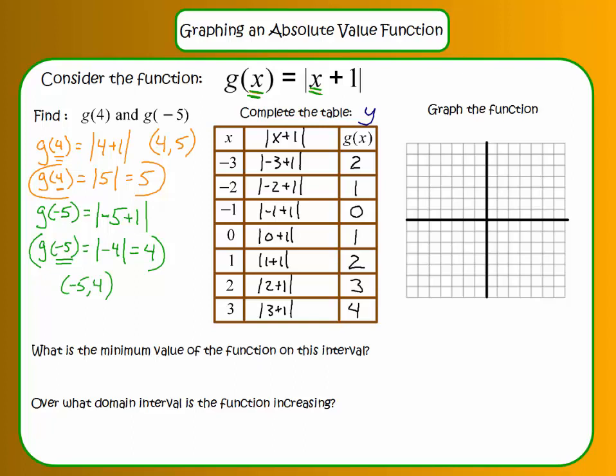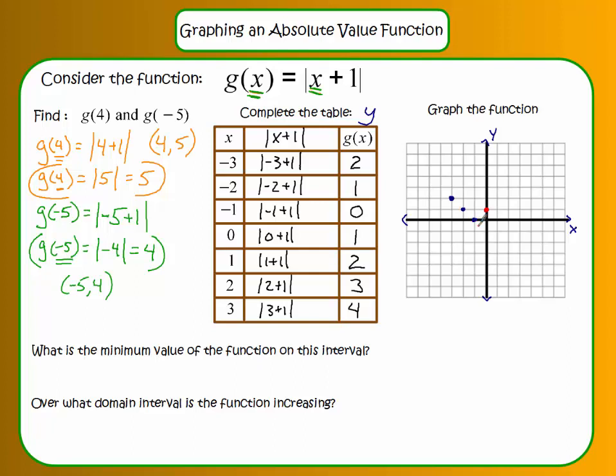So the first point here, negative 3, 2. So 1, 2, 3. Remember, this is my x-axis, and this is my y-axis. Okay? Put some arrows on here. So going 1, 2, 3, negative 3, and then up 2 gives me a point. Going 1, 2, negative 2, up 1 gives me a point. Going negative 1 and up 0 gives me a point. Going over 0 and up 1 gives me another point. Okay, so look at what's happening already.